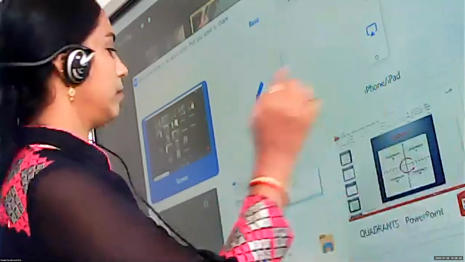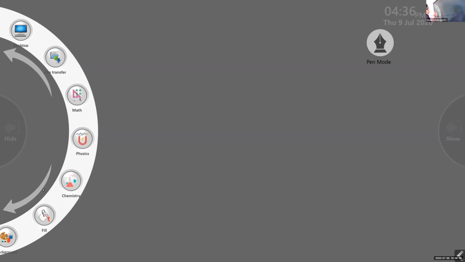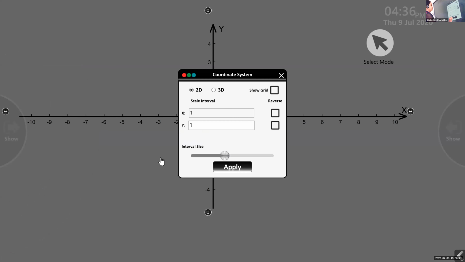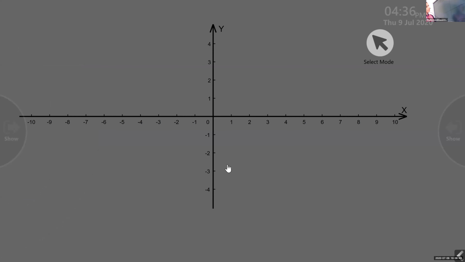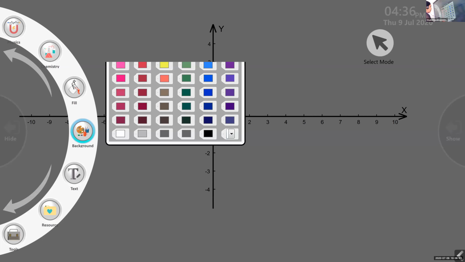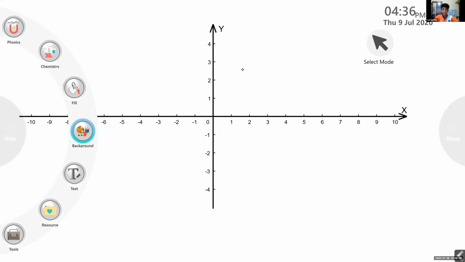Okay, children. This one is very important. Can you see the board? Is it clear? Now I'll change the background so that you can understand it properly. Is it clear now? Yes, ma'am. So this is our Cartesian plane.